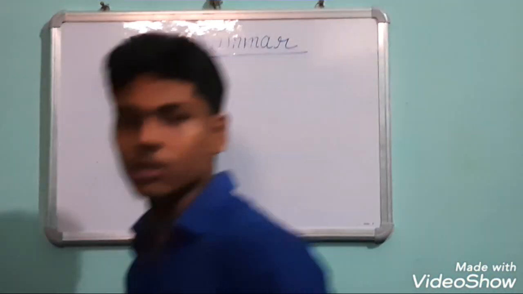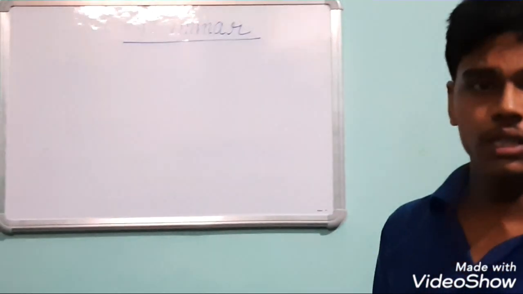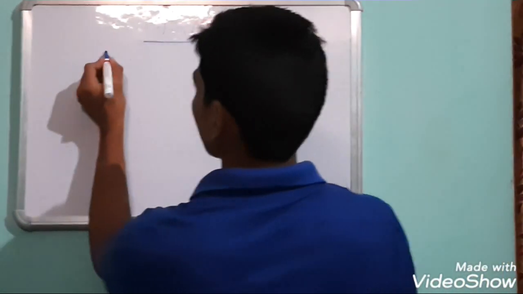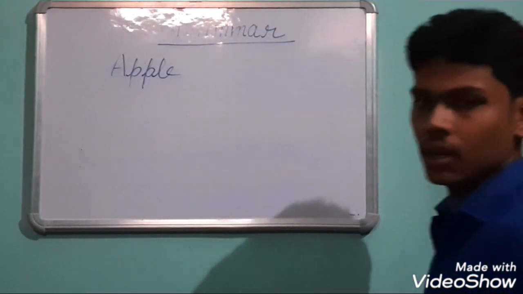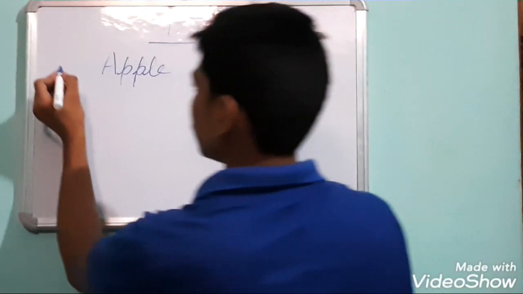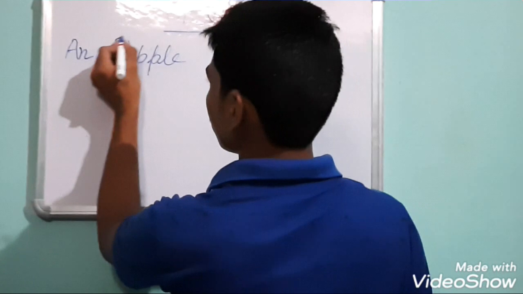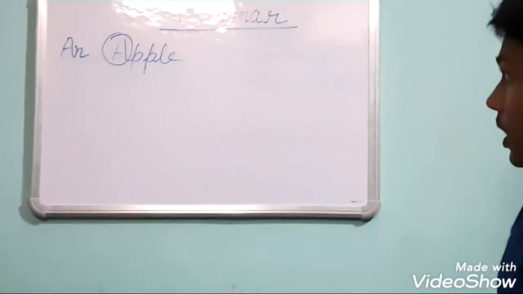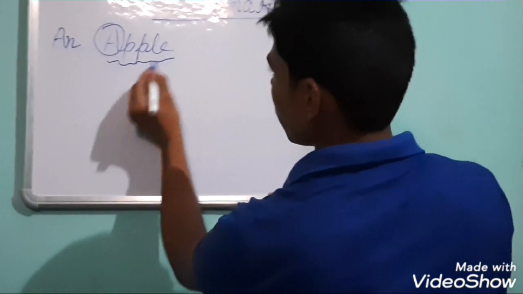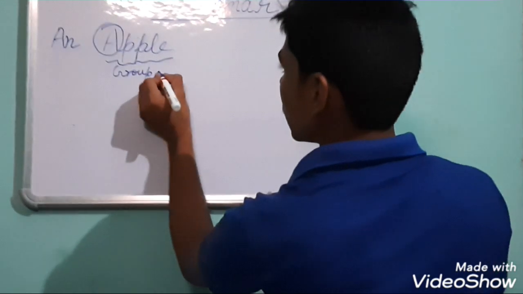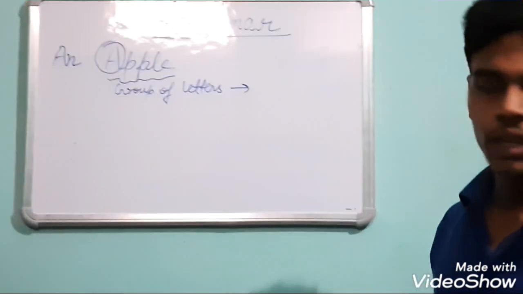Before proceeding further and knowing about tense, we'll first take some examples, like apple. Before apple, what will we use here? An is used. Why are we using an? Because A is a vowel. These are groups of letters, and when letters combine together, they are called words.